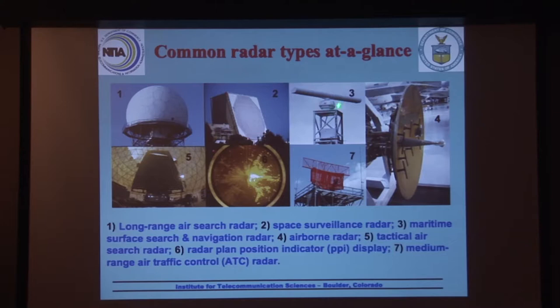We have here maritime surface search and navigation radars. These are slotted array antennas spinning around every 2 to 4 seconds, mounted on ships and boats at sea. Here we have an airborne radar with a parabolic reflector antenna, sector scanning from side to side.